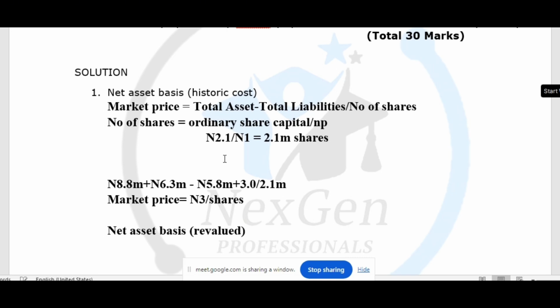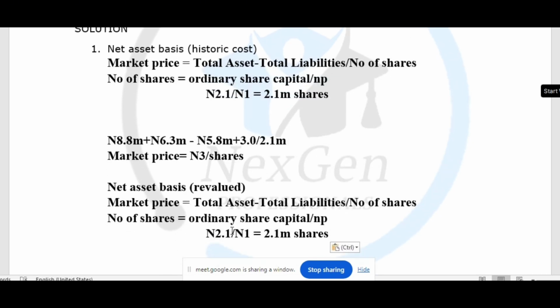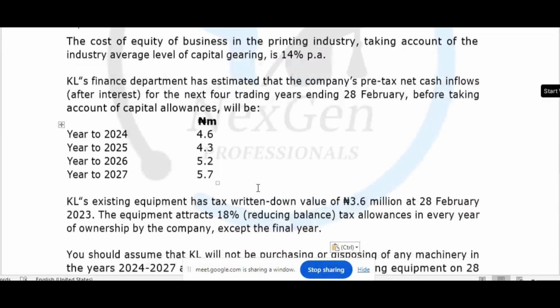So now, what is our formula? Our formula still remains the same, right? Everything here still remains the same from this part. We still copy it this way, class, but our total asset and total liability will be different. Why? Because we have some revalued figures given to us in that question. Now let's quickly go back to the question, class.